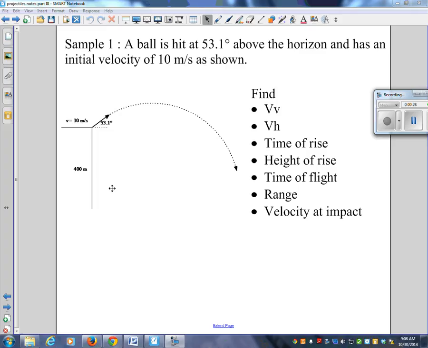It's on another world somewhere. So those are the things that you're going to have to find. Now again, as I normally do, on a test, I probably wouldn't say find VV, find VH, like you're going to have to know to find those first, right? When in doubt, find components. It's a good way to start. So we're going to find the vertical velocity, the horizontal velocity, time of rise, height of rise, time of flight, range, velocity impact. All the standard things to find.